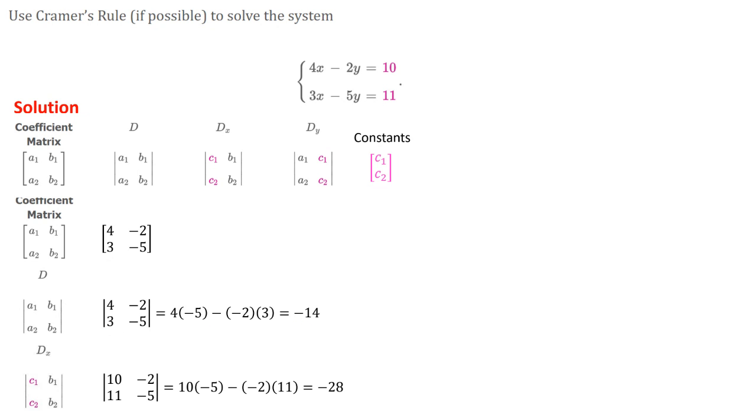Then I'm going to find Dx. So remember, we're going to remove the x's and put in our constants. So our constants are 10, 11, and then we have -2 and -5. Okay, so 10 times -5 minus -2 times 11 gives me -28.